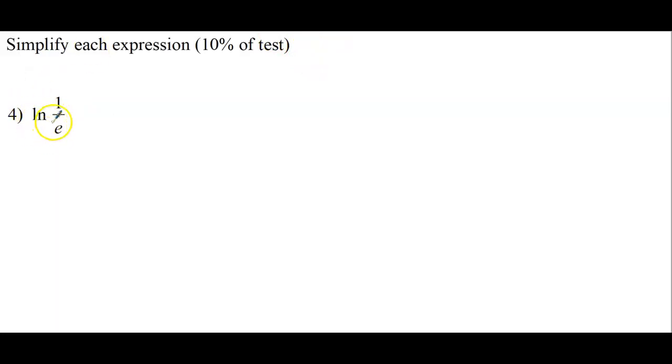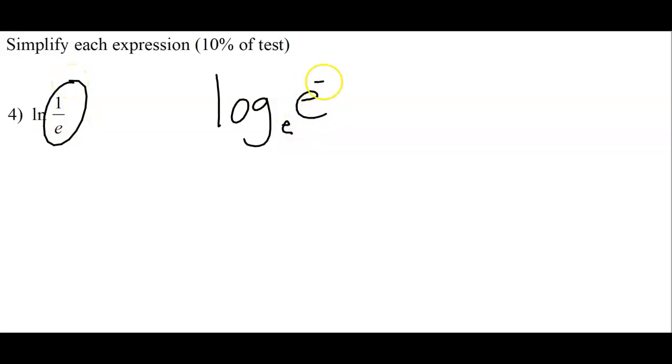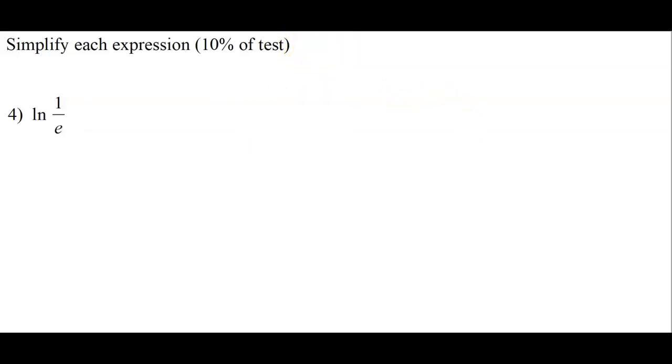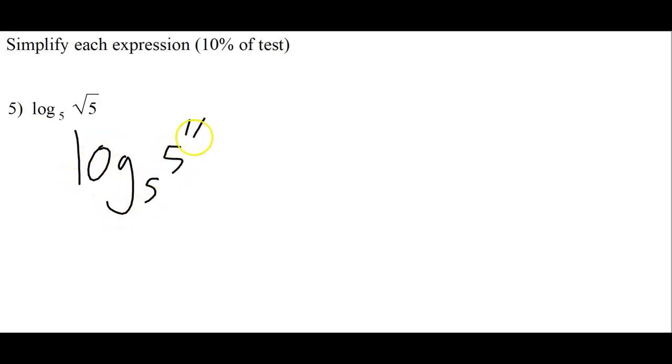Right? ln, as you guys hopefully know, is a log with a base of e, and 1 over e is just e to the negative 1. And so these cancel, and my answer is negative 1. Next one here, you could rewrite that square root of 5 as 5 to a half power. And they'll cancel, and you're left with a half.